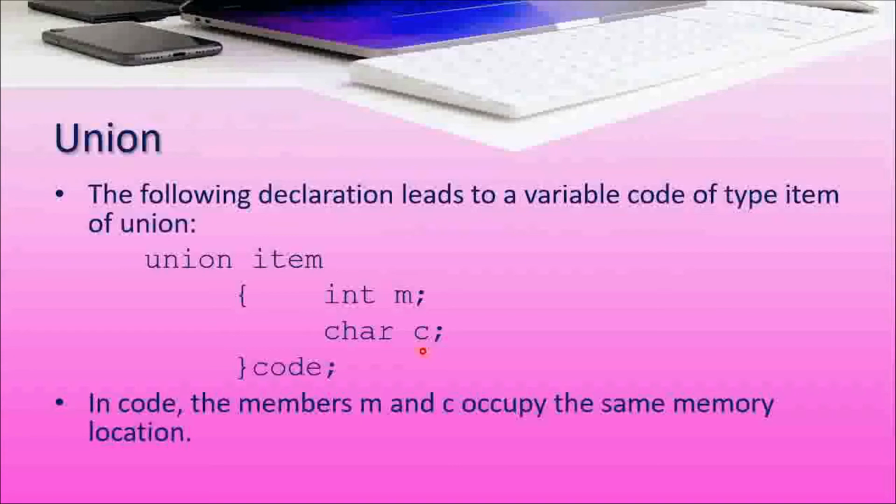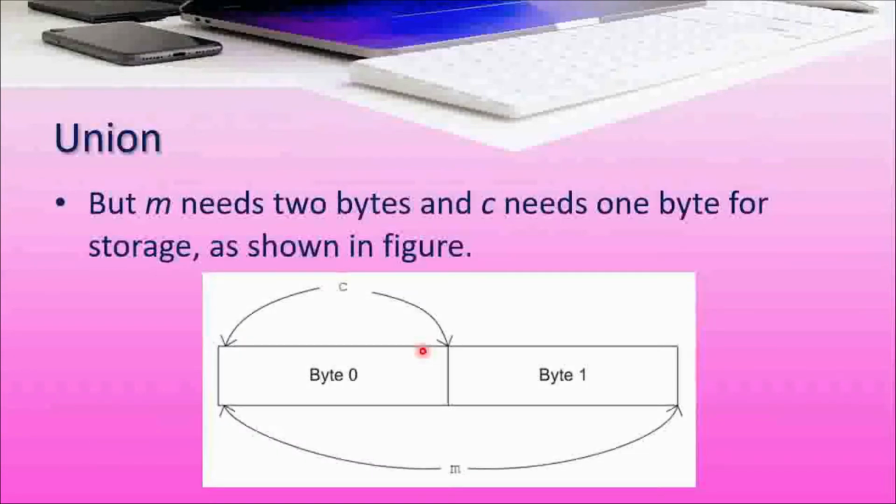So let us see how this comes up. This is how the memory is allocated in the case of a union. In the case of M, we know it is an integer type. In this case we consider that an integer takes 2 bytes of memory space. So 2 bytes are allocated for M, byte 0 as well as byte 1.